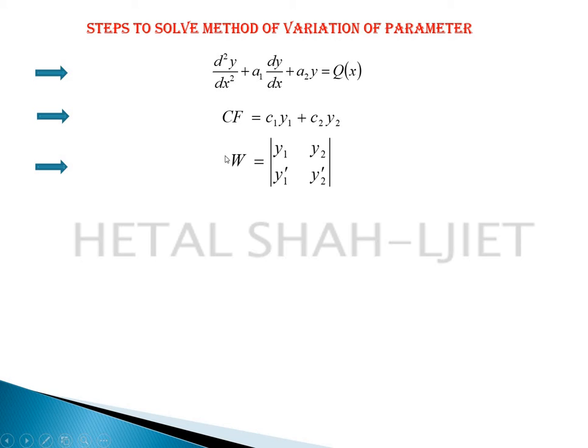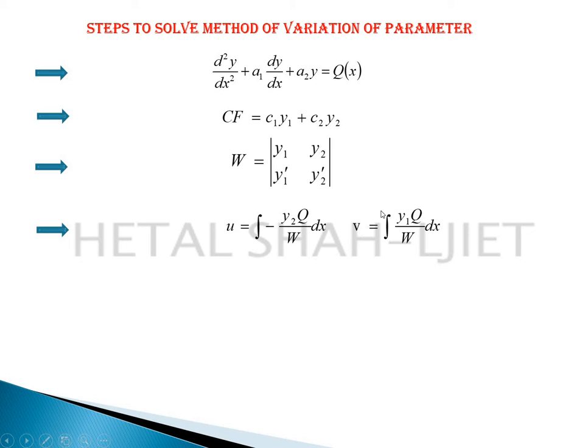Now the next step is the Wronskian, that is W, with y1 y2 in the first row and y1 dash y2 dash in the second. This is the formula for u and v. y1 and y2 we get from the CF. Q is the right hand side of the given differential equation. This is the Wronskian, which must not equal 0.